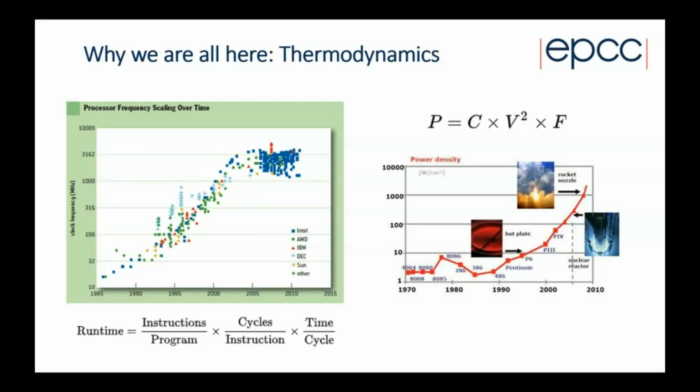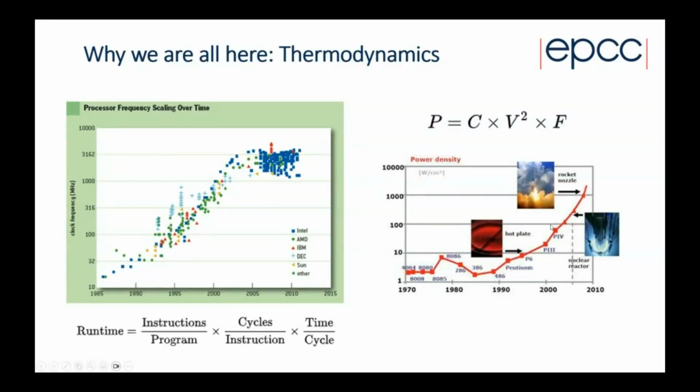Because the effect was that as we increase clock frequency, the power requirements and the power density of a particular chip went up. Okay, so could you physically cool the hardware that you were using? So this power equation in the top right is power is equal to some constant times the voltage squared times the frequency. So as we increase the frequency, the power increases.